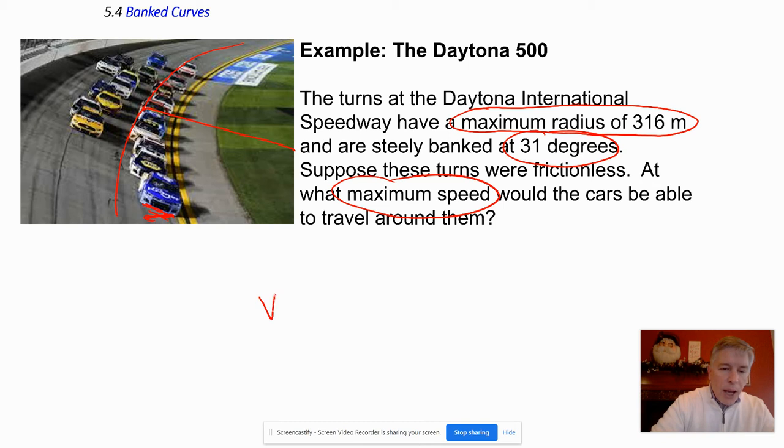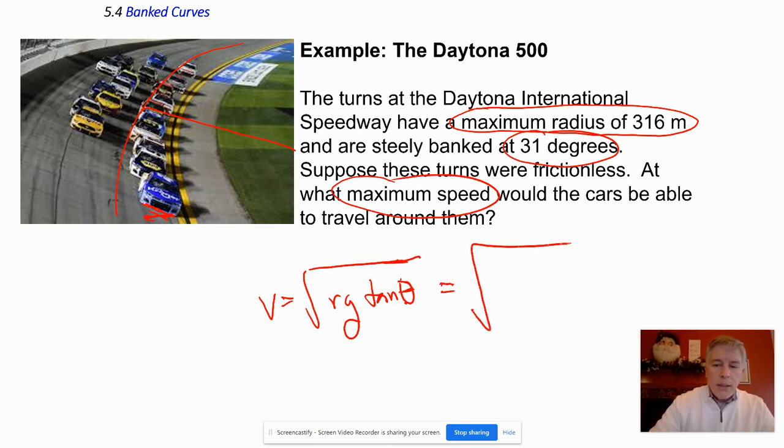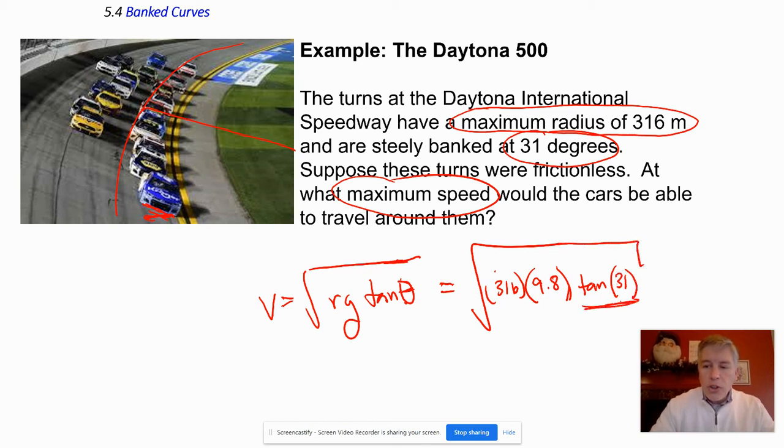For this, we've got our nice little v equals the square root of rg tangent of theta. We just have to plug in our information. We've got the radius of the curve, that's our 316 meters. We've got gravity, that's our 9.8 meters per second squared. Notice that it does depend on what gravity is. And then the tangent of the angle, this 31 degrees. Make sure you are in degree mode on your calculator, otherwise you're going to end up with funny answers.